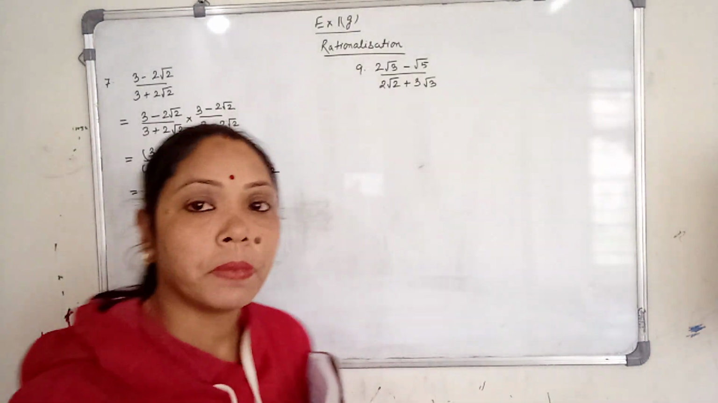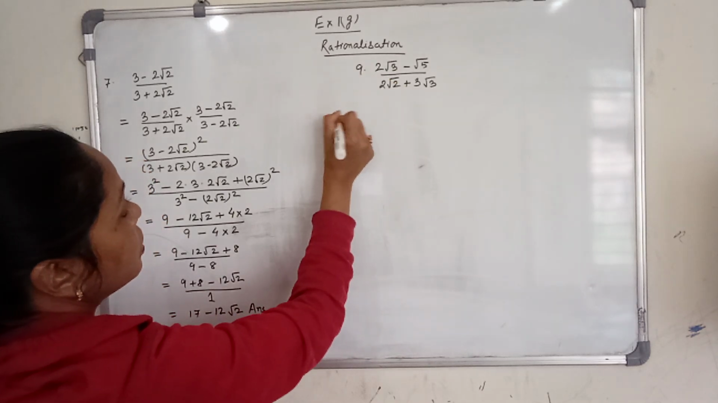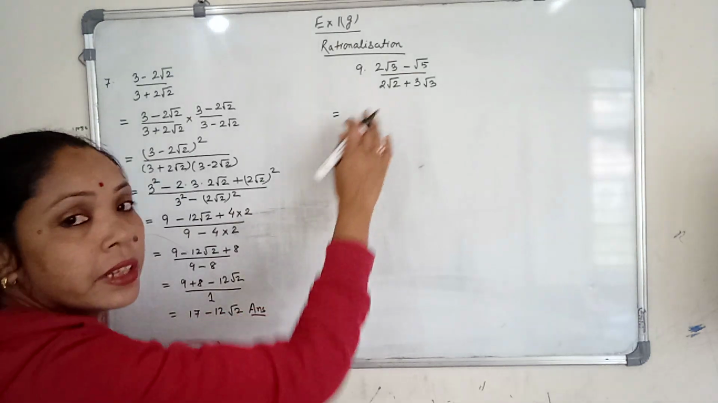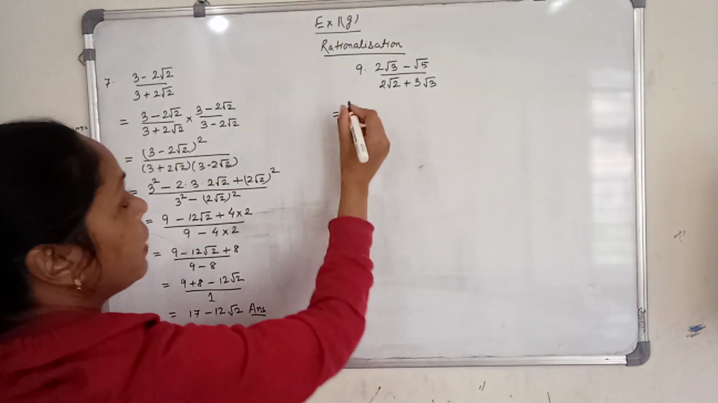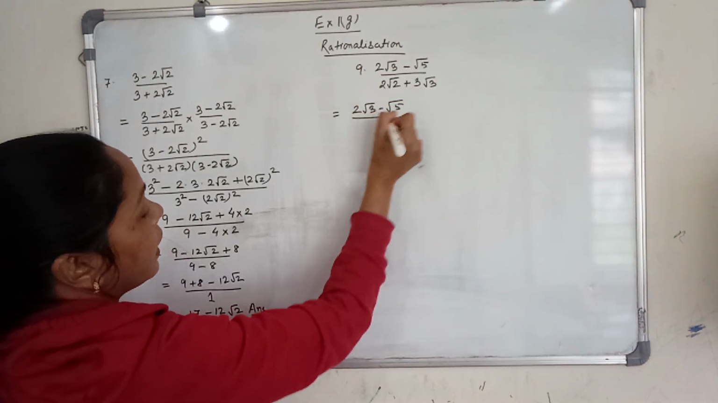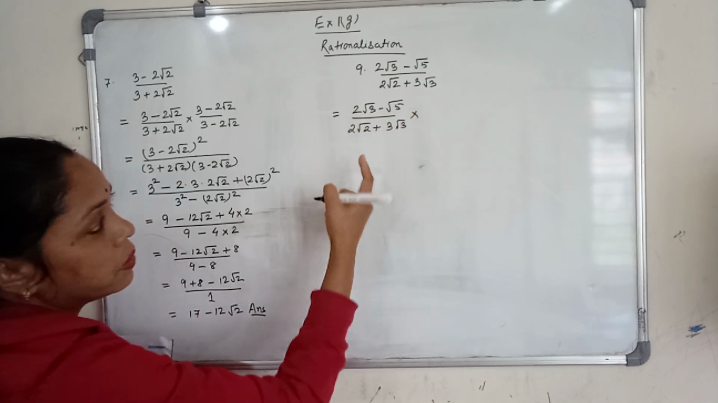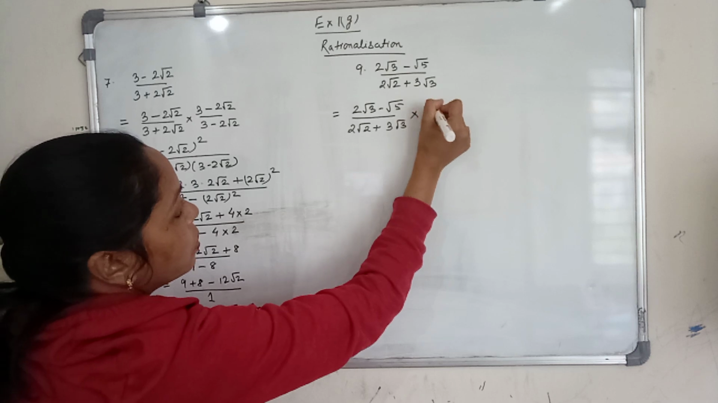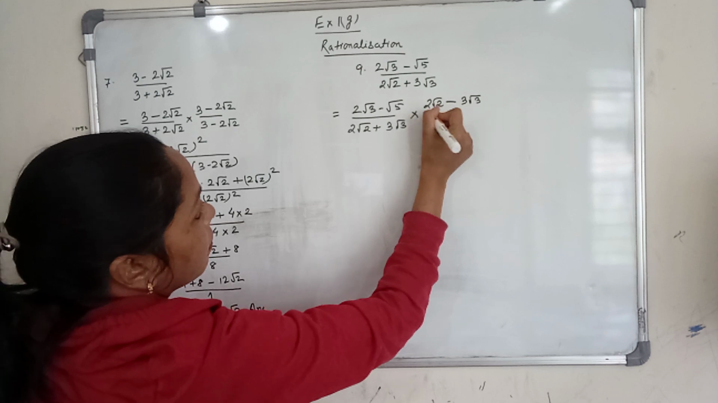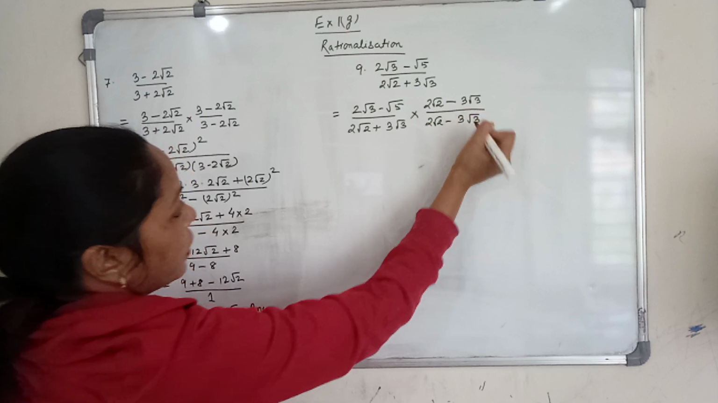Now see question number 9. In question number 9, this is your (2 root 3 minus root 5) by (2 root 2 plus 3 root 3). Again the denominator is irrational, so make it rational. (2 root 3 minus root 5) by (2 root 2 plus 3 root 3) into, take the number of the denominator, 2 root 2 with the opposite sign, minus 3 root 3, by 2 root 2 minus 3 root 3.